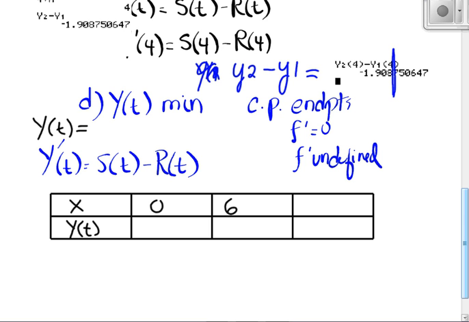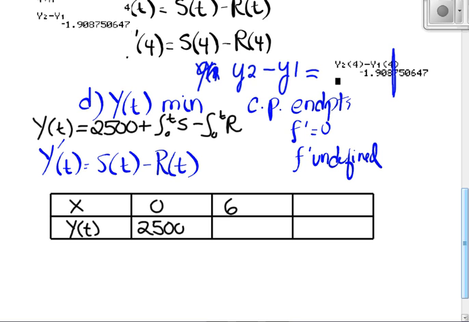It was 2500 plus the integral from 0 to t of S minus the integral from 0 to t of R. So what's that? It's 2500, because the integral from 0 to 0 is 0.